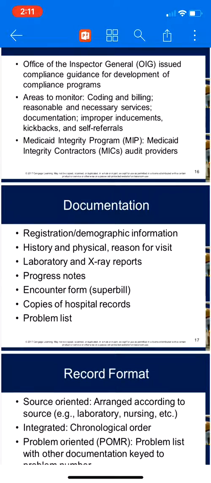All right, so let's talk about registration and demographic information. Your first contact in the ambulatory setting is with the registration process. This step is where they gather the demographic information such as the patient's name, address, financial information, who's the responsible party, and insurance coverage.